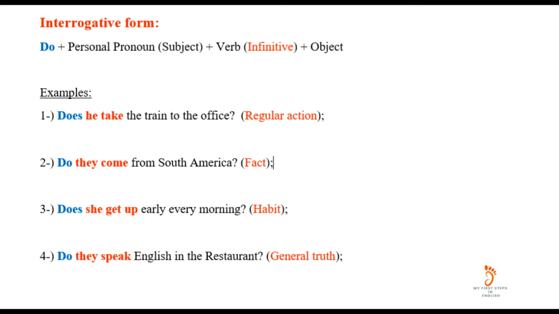Alright, as we did with the affirmative form, we're still going to have four different examples according to the context. The first one will be, does he take the train to the office? A regular action. The second one will be, do they come from South America? The third one will be, does she get up early every morning? And the last one will be, do they speak English in the restaurant?